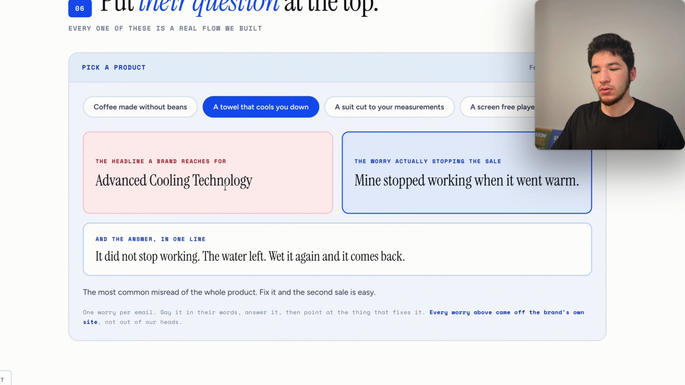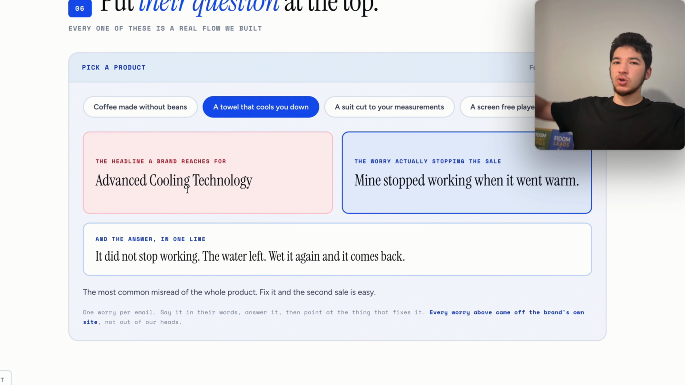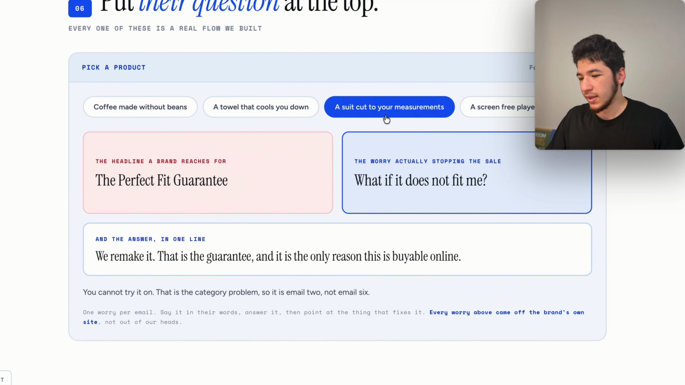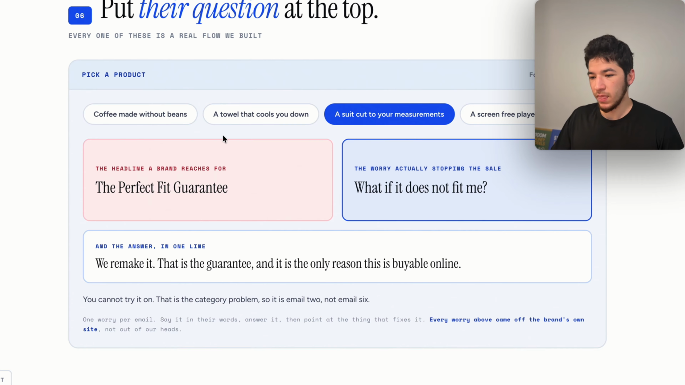If it's a towel, like we showed you, advanced cooling technology, instead they will say, mine stopped working when it went warm. Is this the one that will stop working when it went warm? Let's say it's a suit cut to your measurements, with a perfect fit guarantee. This is really tricky, because we as business owners understand guarantees, but people don't really know what a guarantee is. A guarantee is: if it doesn't fit, money back, return. Basically, you're not losing.